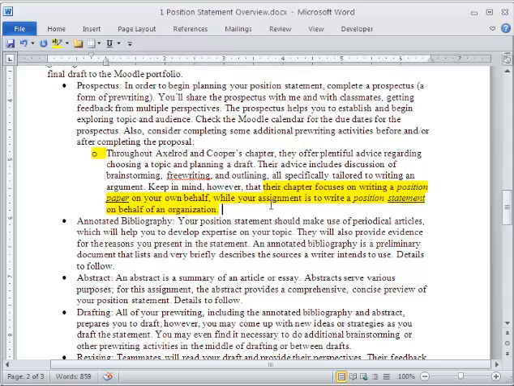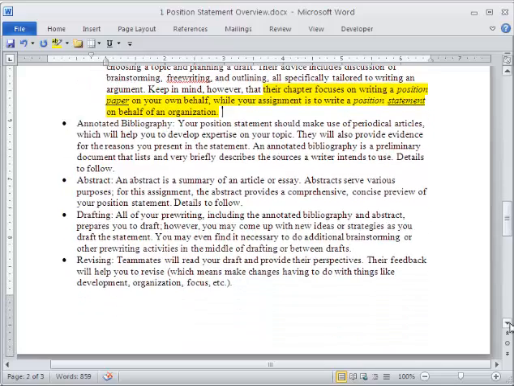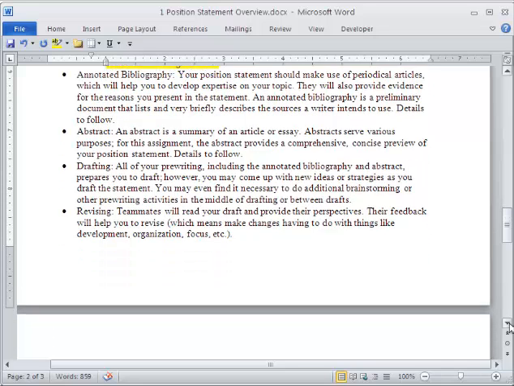And so the chapter gives you a basis, a review of argument and the components of it, but we're writing a special kind of argument that they don't quite get around to talking about. Annotated bibliography is going to be a preliminary assignment before you draft the position statement itself. It's going to be a list of sources that you intend to use, listed in APA format with a few sentences describing and evaluating those sources. We'll get into that. An abstract. Abstract means a summary of an article, and there are different kinds of abstracts serving different purposes. This abstract is a summary of what you intend to write in your position statement.